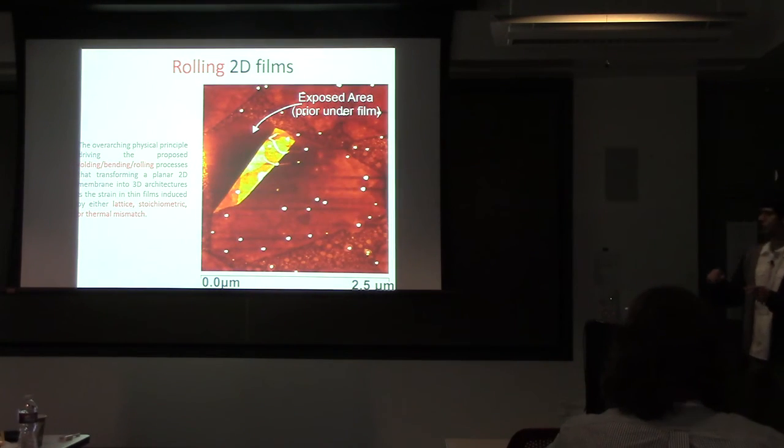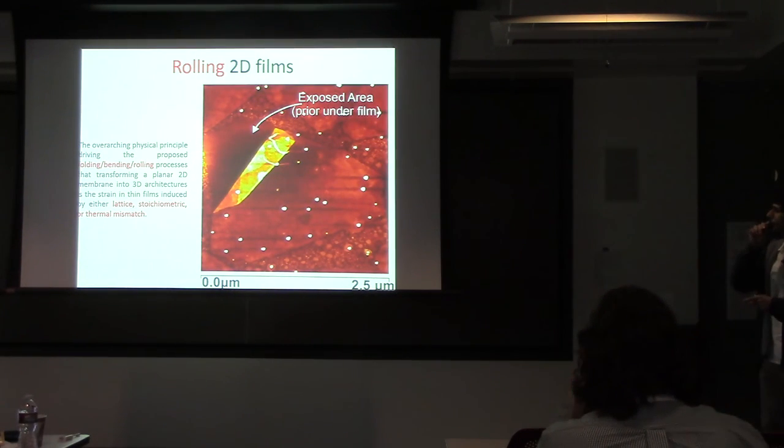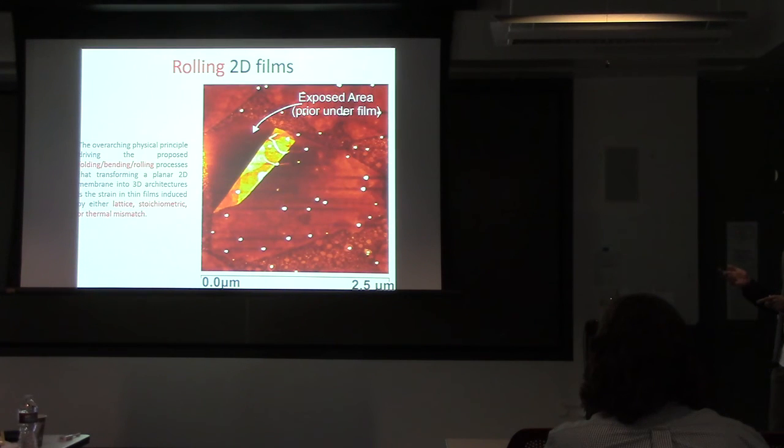So here you can see that this is molybdenum sulfide, right? And we could indeed roll them by introducing lattice and thermal mismatch, but we haven't completely achieved the final structure yet.